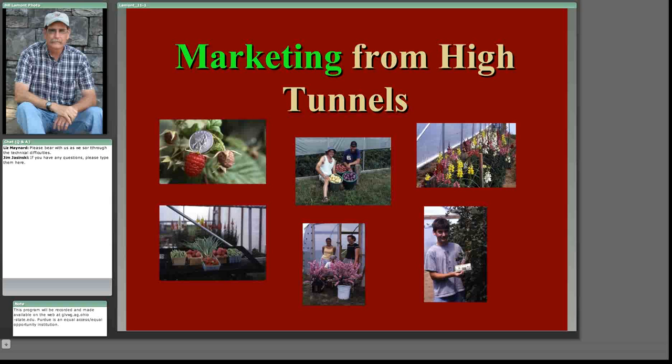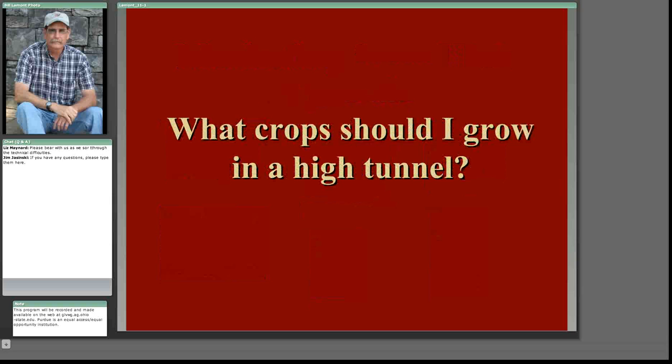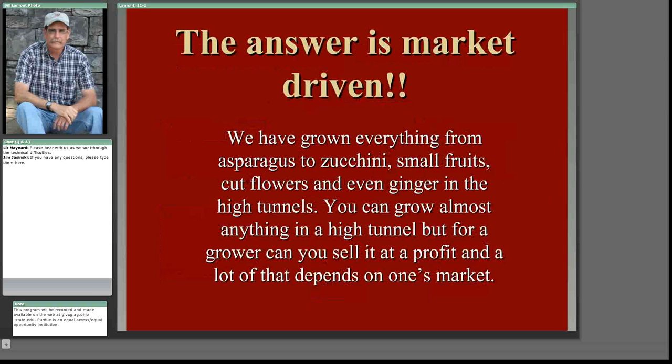Have the high tunnel for the 4th of July, but marketing is the fun part. Most frequently asked, what crop should I grow? I have no idea. The answer is market-driven. We've grown asparagus to zucchini, small fruits, cut flowers, even ginger in the high tunnels. You can grow anything, almost, but what you can make a profit at depends on your market.